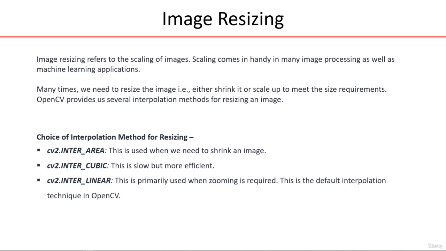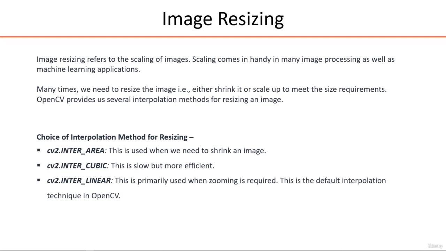OpenCV provides several interpolation methods for resizing an image. Here you can see cv2.INTER_AREA, cv2.INTER_CUBIC and cv2.INTER_LINEAR. cv2.INTER_AREA is particularly used to shrink an image, whereas cv2.INTER_CUBIC and cv2.INTER_LINEAR are basically used to zoom an image. Generally cv2.INTER_CUBIC is more efficient, but the problem is that it is pretty slow compared to INTER_LINEAR. So these are the three techniques that we have for image resizing in OpenCV.